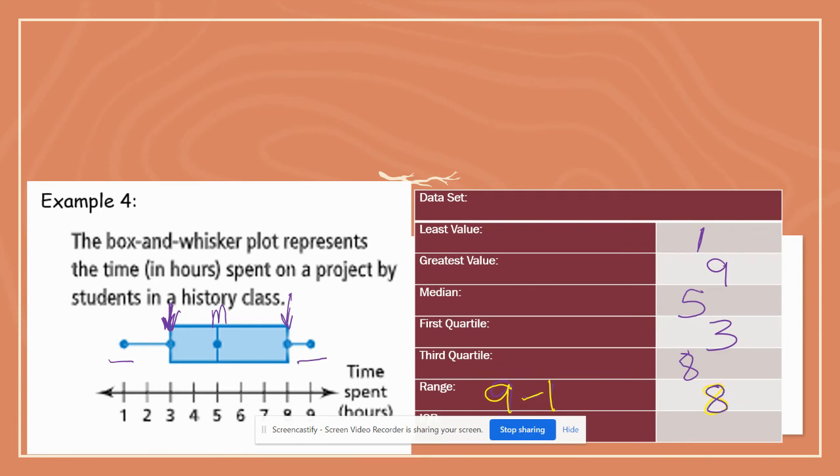And our IQR, remember, goes from the start of our box to the end of our box. That's 3 to 8. 8 minus 3 is 5. Now, we can't tell the data set. We don't know exactly how many values are in there because they didn't give us a table or anything, so we can't make any assumptions about how many data points are in there. All that we know is that this whisker is 25%, this part of the box is 25%, this part is 25%, and this last whisker is 25%.